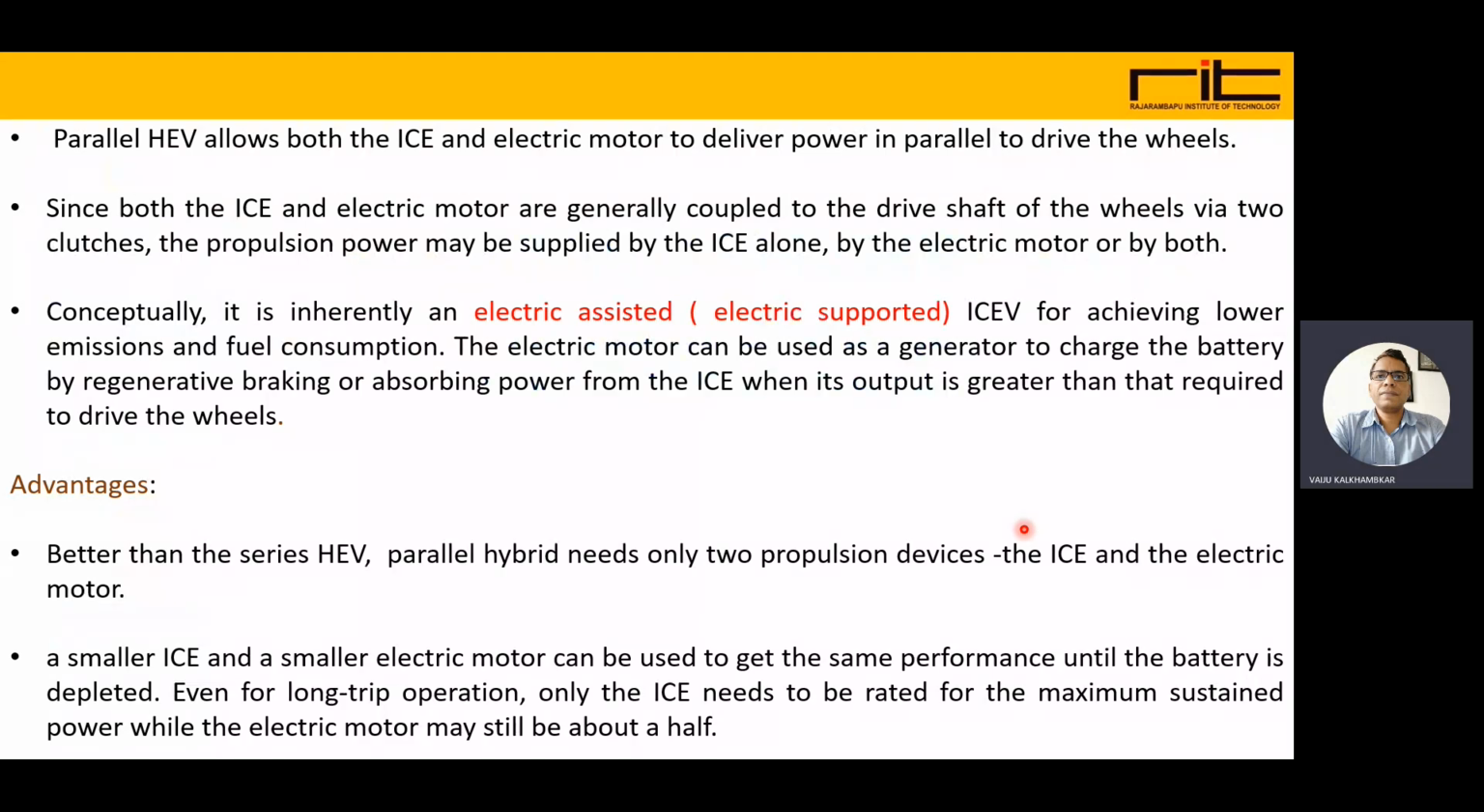The parallel HEV allows both the IC engine and electric motor to deliver power in parallel to drive the wheels. Both the IC engine and electric motor are generally coupled to the drive shaft of the wheels via 2 clutches. The propulsion power may be supplied by the IC engine alone, by the electric motor, or both, as discussed earlier. Conceptually, it is inherently electric assisted or electric supported, as earlier the series hybrid electric was engine assisted. Here it is electric assisted, with the IC engine for achieving lower emissions and fuel consumption.